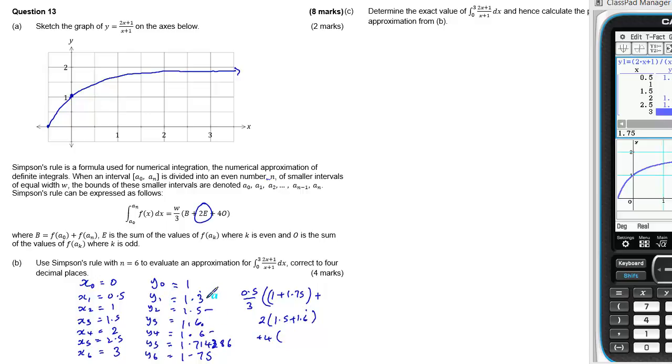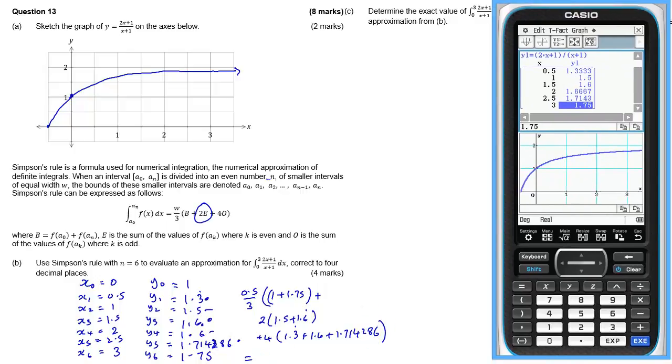And then we have 4 times the odd ones. So in that case that's going to be this one, and this one. So 1.3 recurring and 1.6 and our 1.714286. So we just need to calculate this.